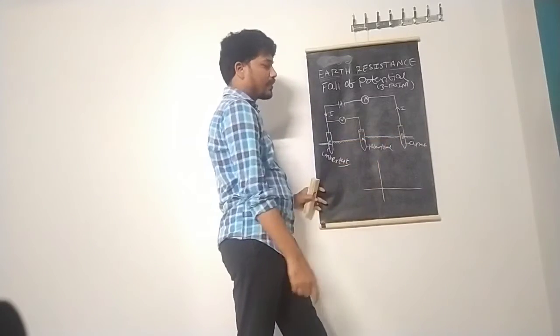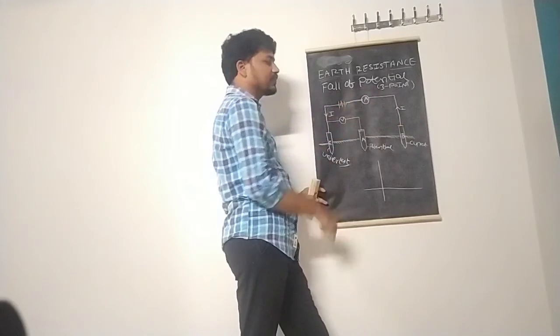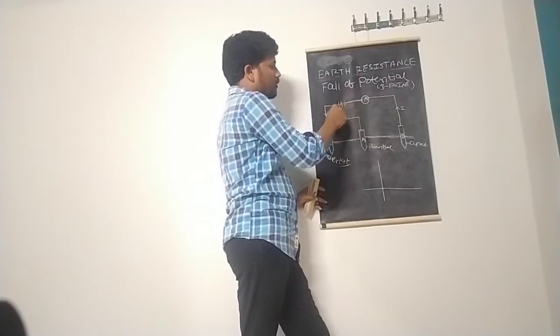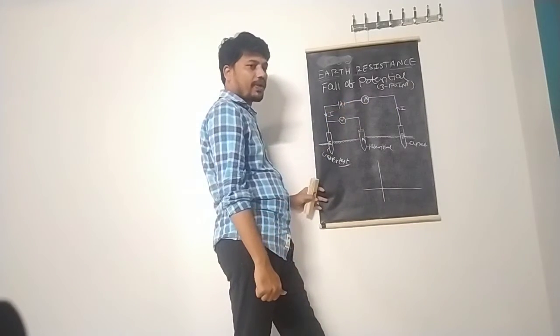Because current is passing through this electrode, that's why it's called the current electrode. A higher current is given to this one; the supply may be DC or AC.